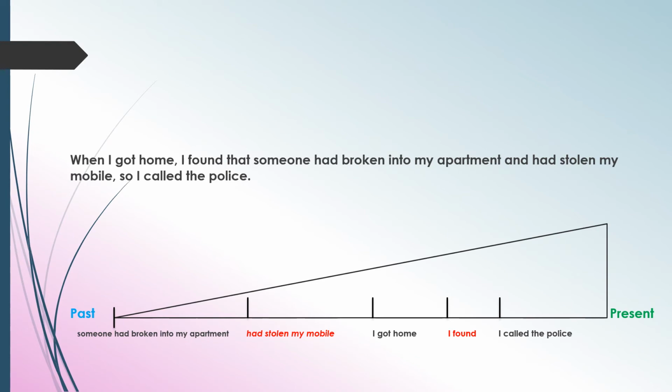You'll see that this is simple. Don't think it is complex. This is simple. When I got home, I found that someone had broken into my apartment and had stolen my mobile. So I called the police. Okay, I'm giving you some time to read this sentence again. Just read it. Done. Okay, now I was saying that this is pretty simple.